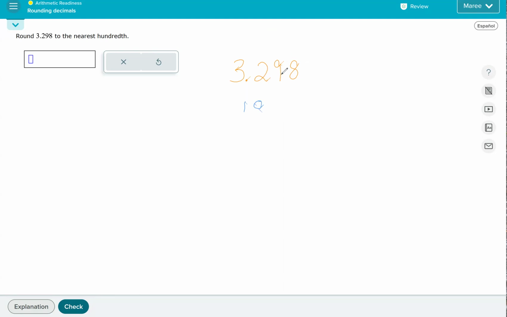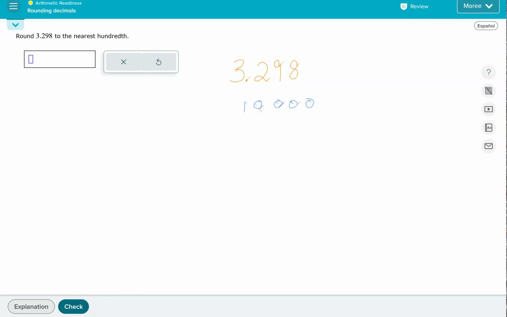That's the tenth place. The nine, we added a zero there under the nine, and now the nine we know is in the hundredths place, and the eight is in the thousandths place. If you had a number after eight, that would be the ten-thousandths spot. Okay, so it tells us here that we want to round to the nearest hundredth.